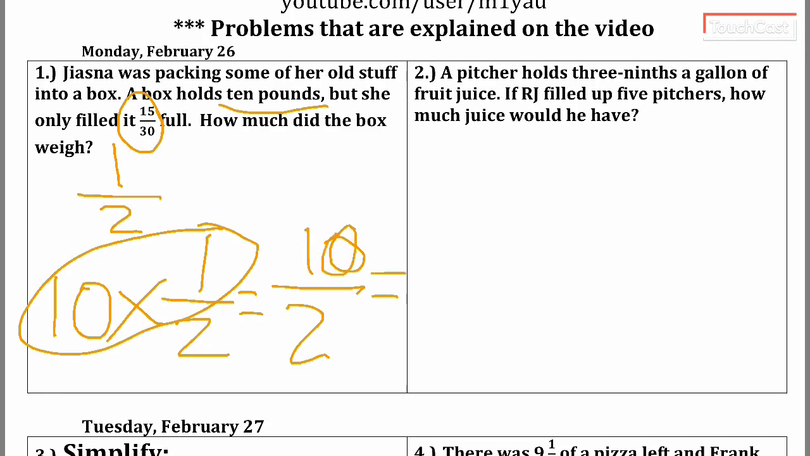How do we simplify 10 halves? 10 divided by 2 is going to be 5, because I know 2 times 5 is going to be 10. So I know 10 divided by 2 is going to give me 5. The box weighs 5 pounds.